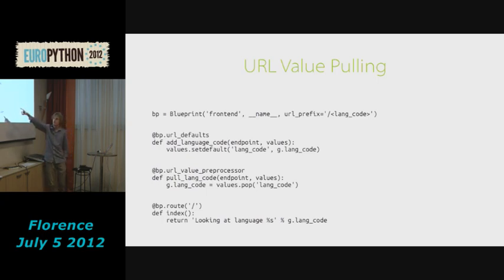So what we do with the URL value preprocessor, this is called before the function is called. It will get out of the values the language code and will put it on the G object. So it's no longer in the values. So the index function is no longer called with the language code. Now, if you want to do URL for, we will put the language code back into the values if it's on G, which makes it really easy because you no longer have to deal with the language code in every single function. The language code is now handled once for you and stored. Are there any questions for this particular pattern?